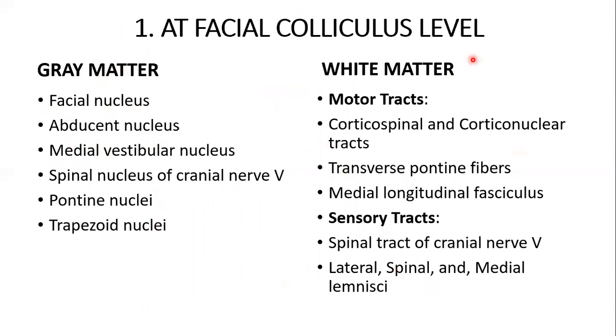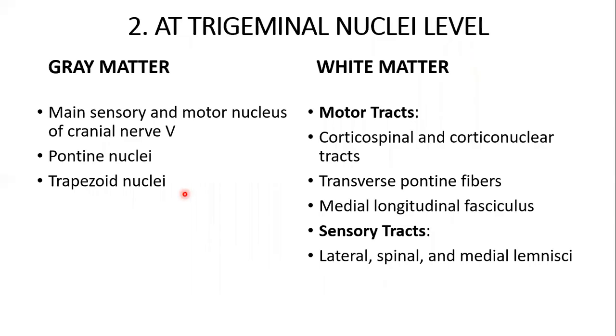So this white matter would also be the same at the cranial part, and the gray matter would be replaced. So this won't be present, and these three cranial nuclei, facial, abducent and vestibulocochlear, would be replaced by the trigeminal. This is the cranial part: main sensory and motor nuclei of the cranial nerve 5, while the pontine nuclei and the trapezoid nuclei are the same. The motor tracts are exactly the same. These are the sensory tracts. These are the motor tracts.